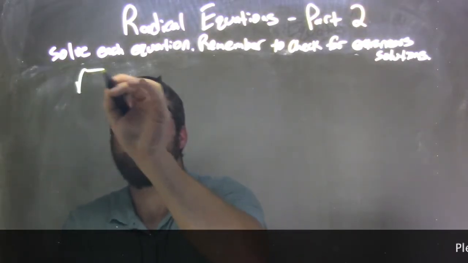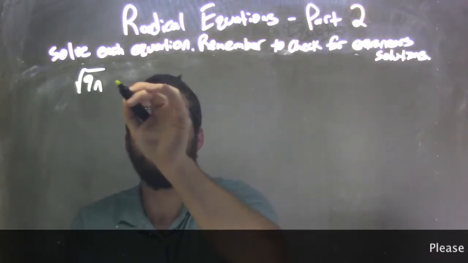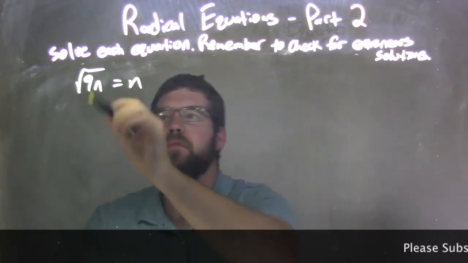Square root of 9n equals n. First step, square both sides.